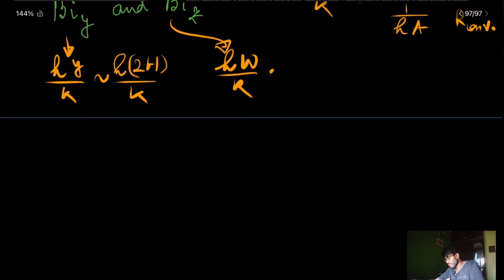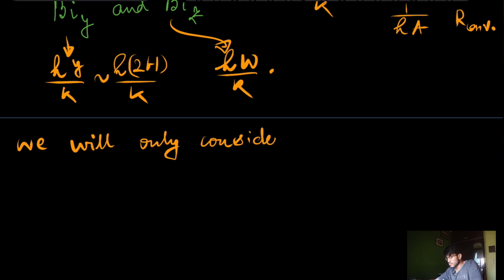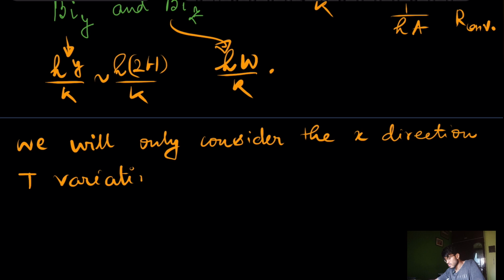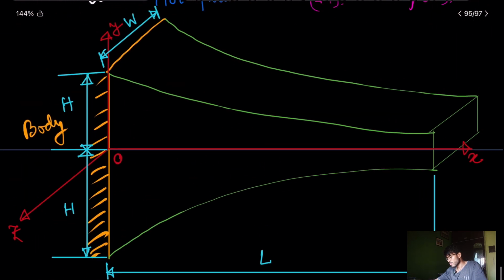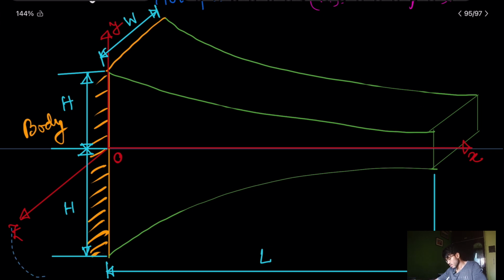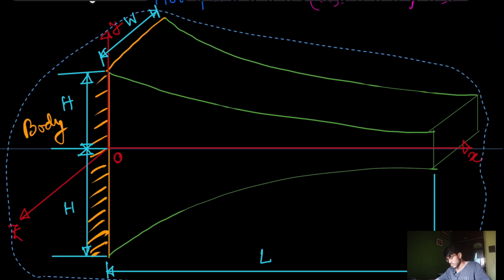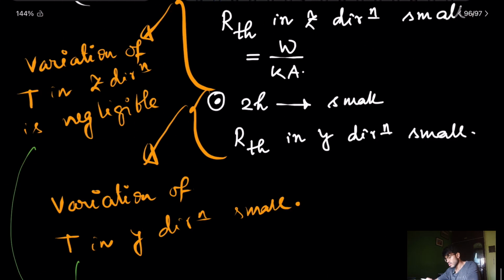So with this argument, now I will say we will only consider the x direction temperature variation. Okay, so let me again just copy this diagram and paste it here. Now I will start the analysis.